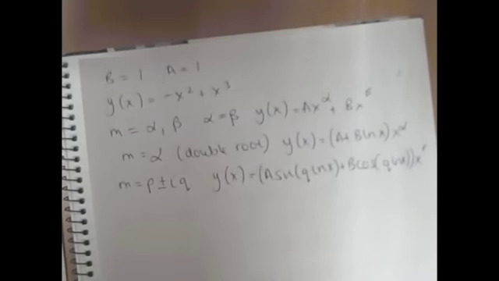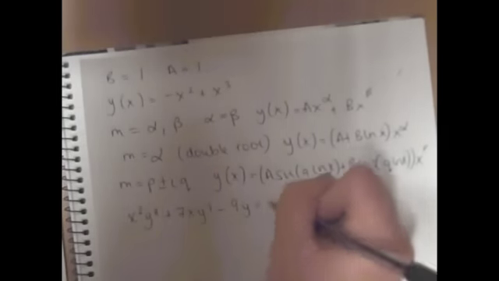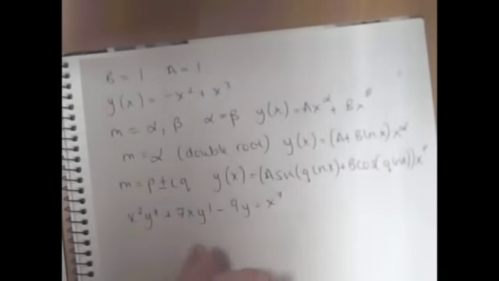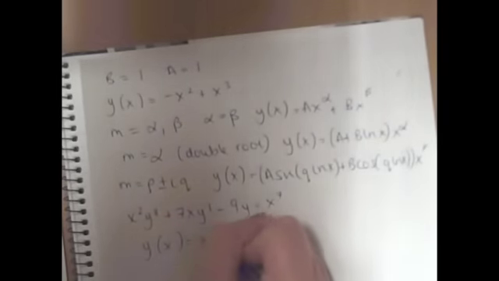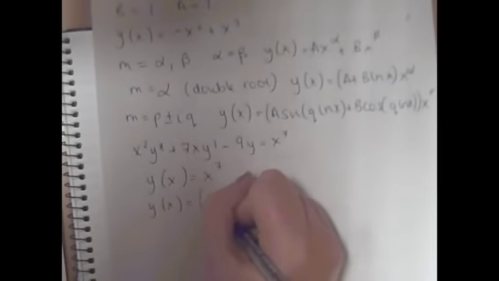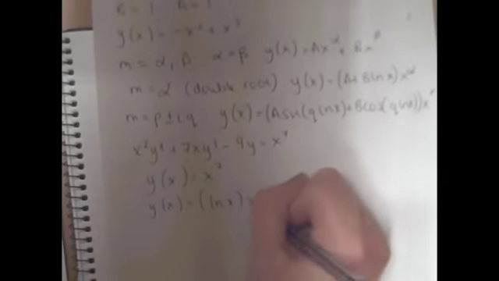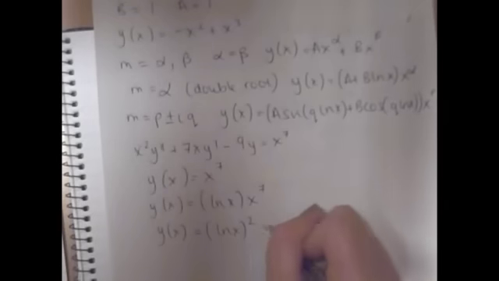If g(x) does not equal 0, the trial solutions would be in the form of g(x). So for the example x² y'' + 7x y' − 9y = x^7, we then try solutions y(x) = x^7, y(x) = ln x · x^7, or y(x) = (ln x)² · x^7.